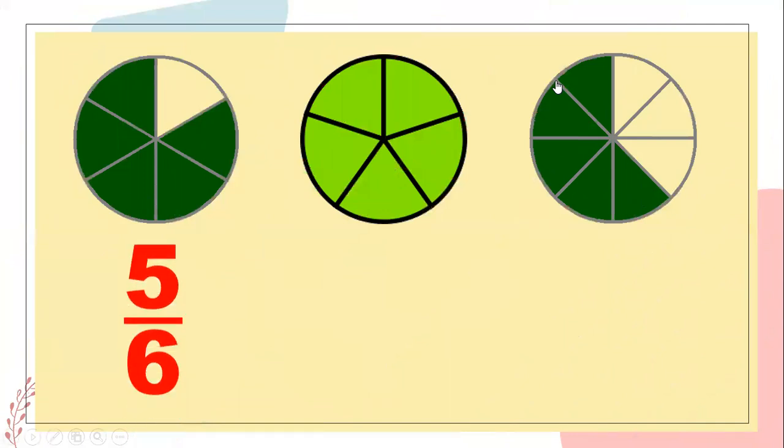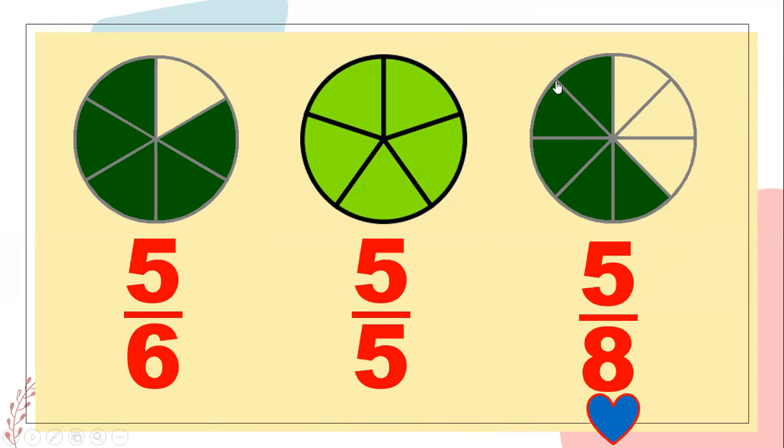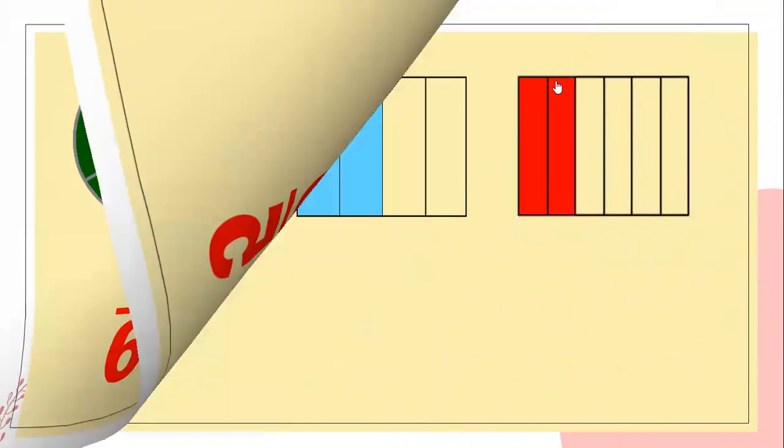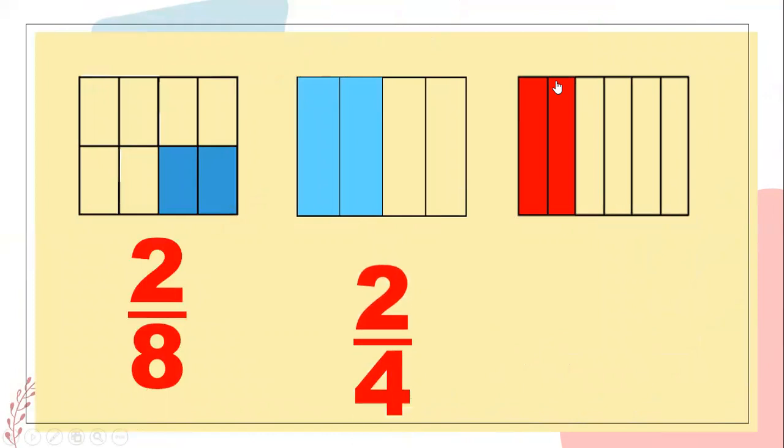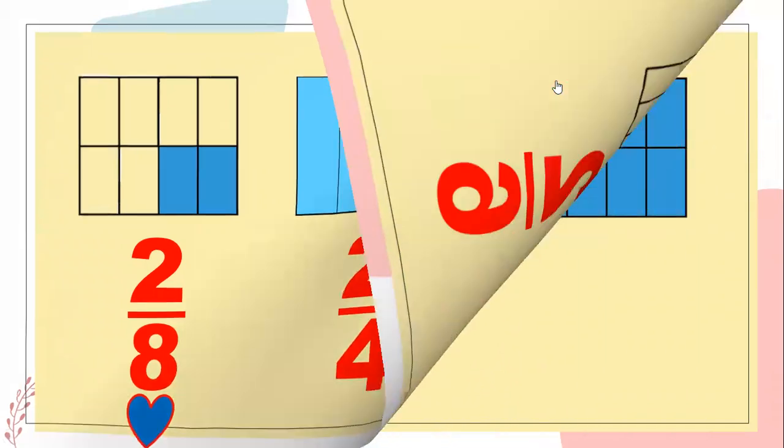How about this one? 5/6, 5/5, and 5/8. What is the smallest fraction? The correct answer is 5/8. This is the smallest fraction. How about this one? 2/8, 2/4, and 2/6. What is the smallest fraction? The correct answer is 2/8. This is the smallest fraction.